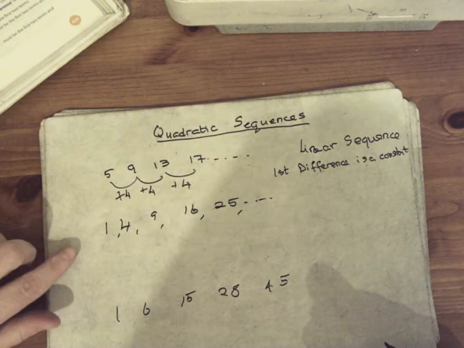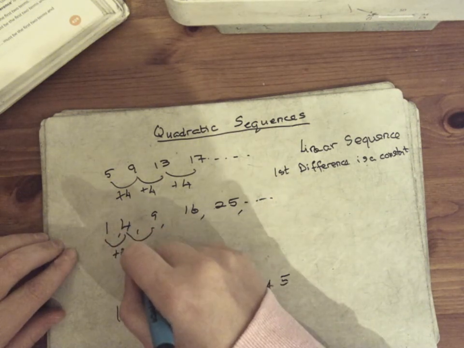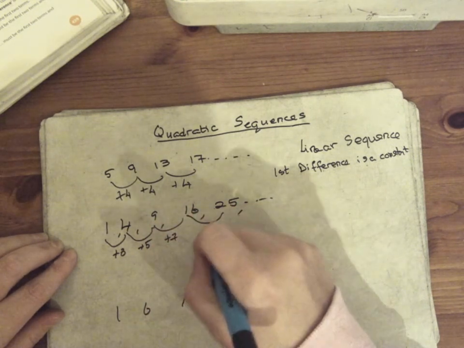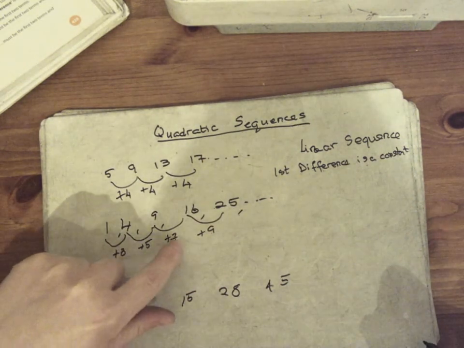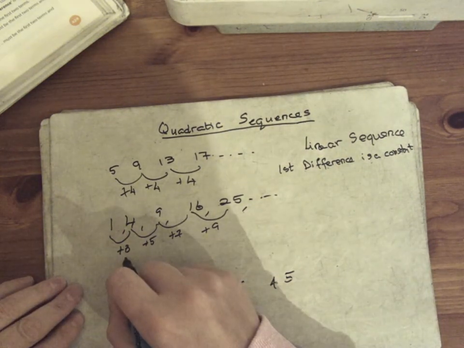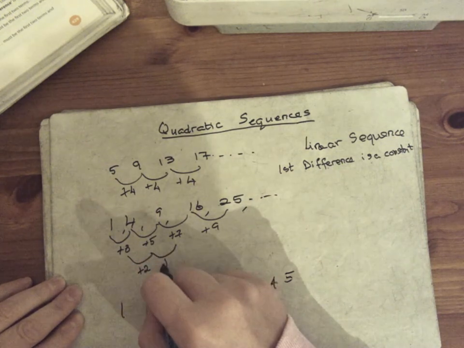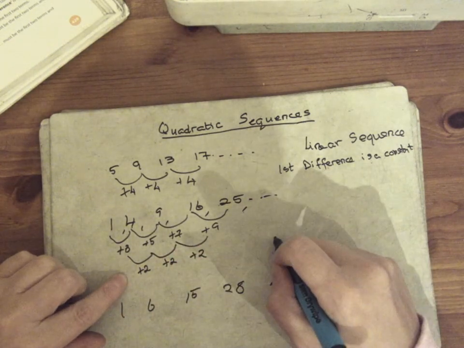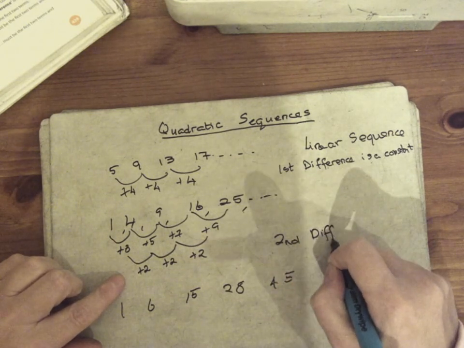Whereas if you take this sequence, 1 goes to 4, you add 3, 4 goes to 9, you add 5, 9 goes to 16, you add 7, and 16 goes to 25, you add 9. This is not a linear sequence because the first difference is not the same, it changes every time. But if you look at the differences between the differences, 3, 5, 7, 9, that's plus 2, plus 2, plus 2. That's called the second difference, and when the second difference is a constant, it's a quadratic sequence.